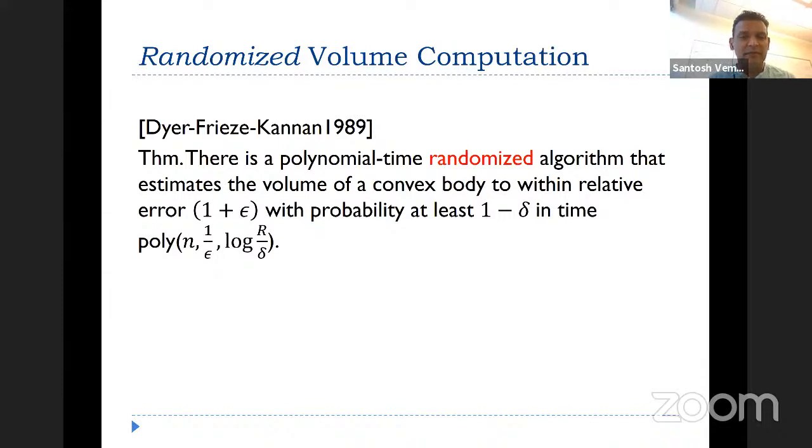Now, against this backdrop came the striking result of Dyer, Frieze, and Kannan that says that there is a polynomial time randomized algorithm that estimates the volume of any convex body to within relative error 1 plus epsilon. You choose the epsilon with probability at least 1 minus delta. You can choose the delta. And the time is a polynomial in n, 1 over epsilon and log of capital R over delta. Remember, capital R is the sandwiching size. So it really is a polynomial in the input and in 1 over epsilon. The dependence on 1 over epsilon turns out to be necessary as well. The log 1 over delta is standard for randomized algorithms. And so from now on, I will ignore that. That will be the dependence for all algorithms.